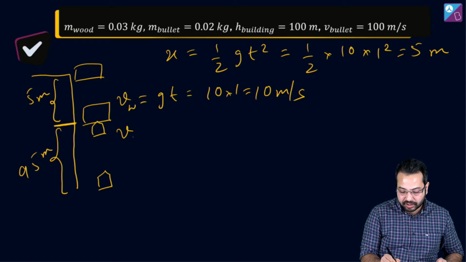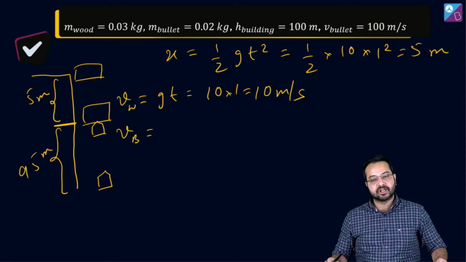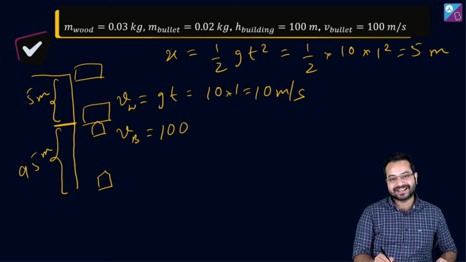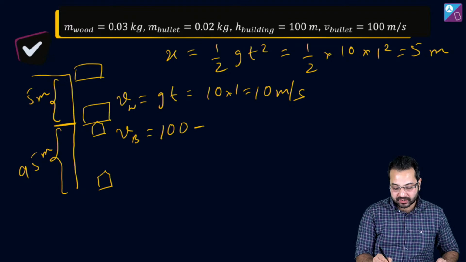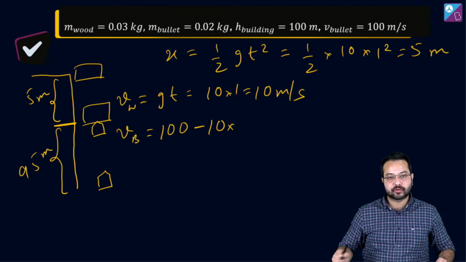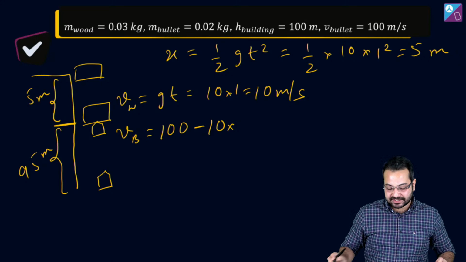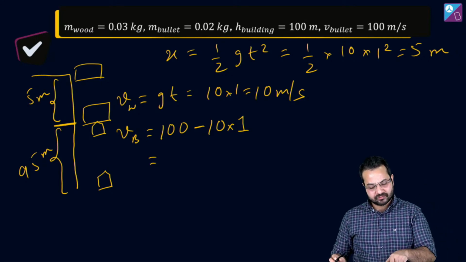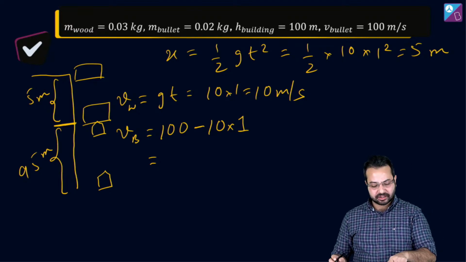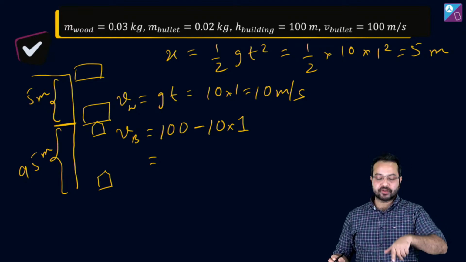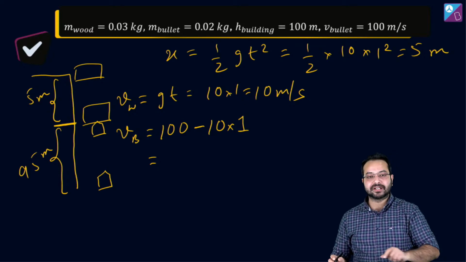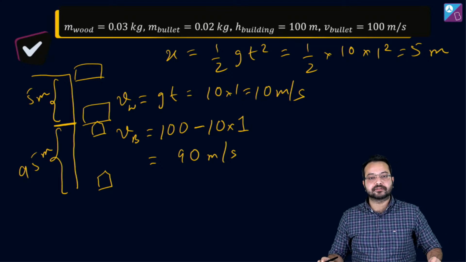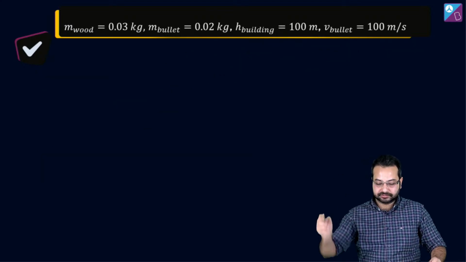Okay. Similarly, can we find the velocity of the bullet? This is velocity of wood, and we want to find the velocity of bullet. The velocity of bullet is going to be u plus at. Because acceleration is in the opposite direction to velocity, I'll write the acceleration as minus 10 multiplied by t. So 100 is the initial velocity in the upward direction, and the acceleration is opposite to the velocity, so I'm writing minus 10. So 100 minus 10 is going to be 90 meter per second. Is that correct?